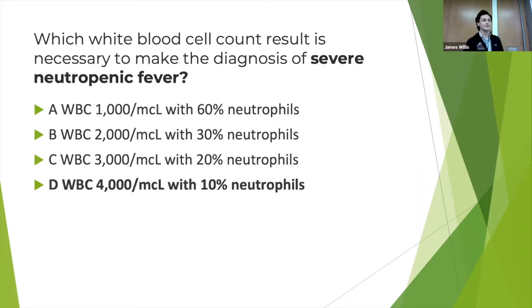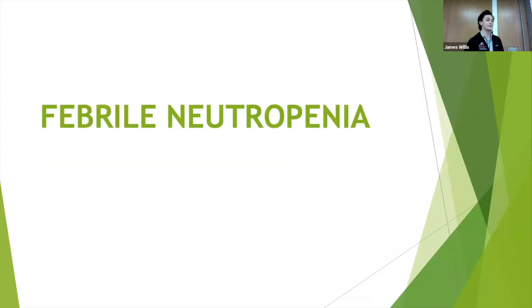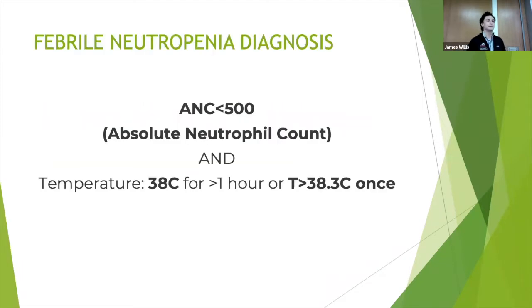So this leads me into my discussion about febrile neutropenia. It's diagnosed as an absolute neutrophil count of less than 500 and a temperature of 38 degrees Celsius for greater than 1 hour, or an isolated temperature of 38.3 degrees Celsius. Patients receiving chemotherapy are at the highest risk of developing neutropenia 7 days after the last infusion, but it can happen before. And this is an emergency that requires prompt evaluation, diagnosis, and empiric antibiotics within an hour of presentation.